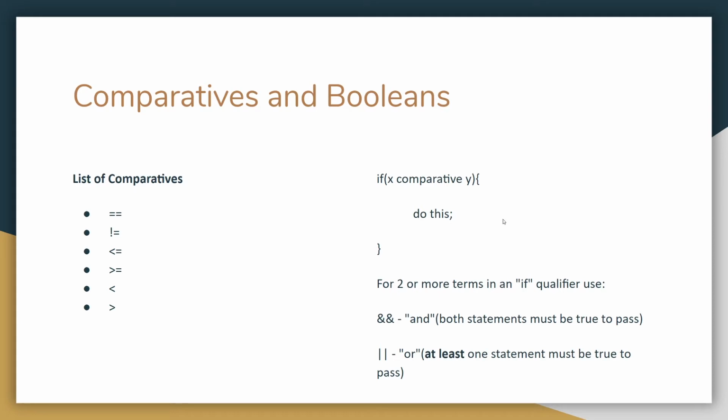So now let's talk about comparatives and booleans. The list of comparatives are over here. There's equal to. The double equal sign basically is when you're comparing two values to be equal to one another. It only works with doubles and integers. Then you have the not equal to. Not is signified with the exclamation mark. Then you have less than or equal to, greater than or equal to, less than and greater than.